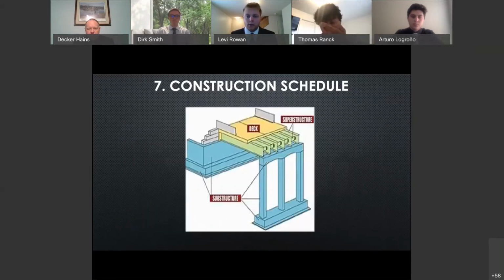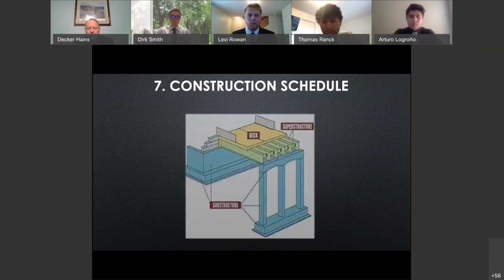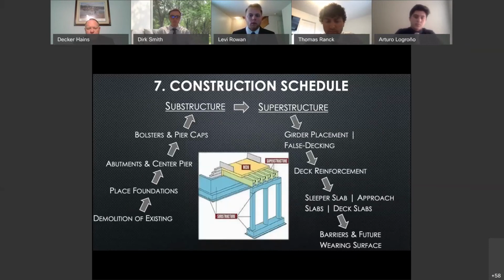The main considerations for constructing the new bridge revolved around preparation with formwork and steel rebar, as well as concrete placement, cure times, and tear down. The substructure starts with existing foundation demo, placing the new foundation, and then constructing the abutments and center pier.